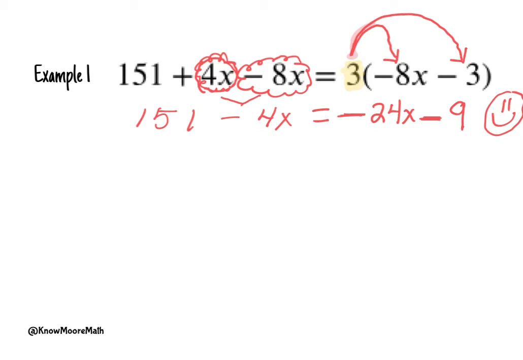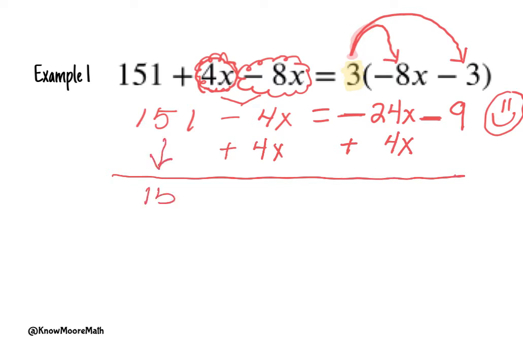And so the first thing that I'm going to do is I'm going to actually move this negative 4x over to the negative 24x. And the inverse operation for subtraction is addition. So I'm going to add 4x to both sides. And I'm just going to bring down 151. And then this gives me 0, so it cancels. Negative 4x plus 4x gives me a negative 20x. And then I'll bring down this negative 9.